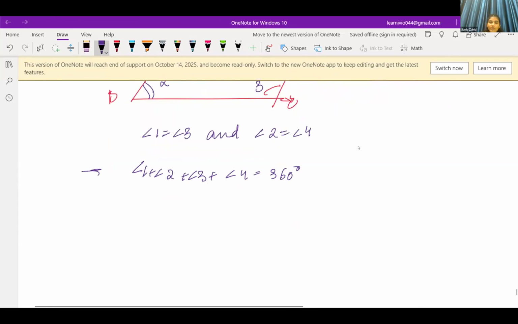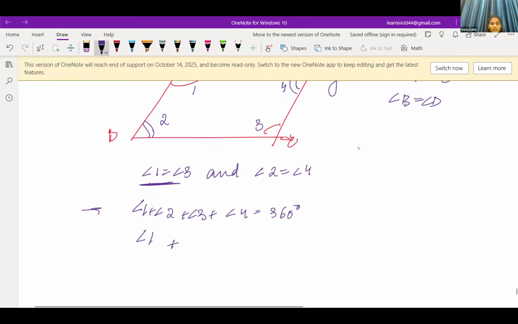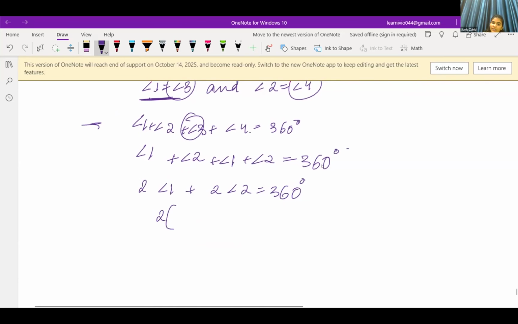Now children, instead of angle 2, can I write angle 4? Angle 1 and angle 3 are equal, and angle 2 and angle 4 are equal. So instead of angle 4, I will write angle 2, and instead of angle 3, I will write angle 1. This equals 360 degrees. So twice angle 1 plus twice angle 2 is 360 degrees. So 2 outside the bracket, angle 1 plus angle 2 is equal to 360 degrees. So angle 1 plus angle 2 is equal to 180 degrees.